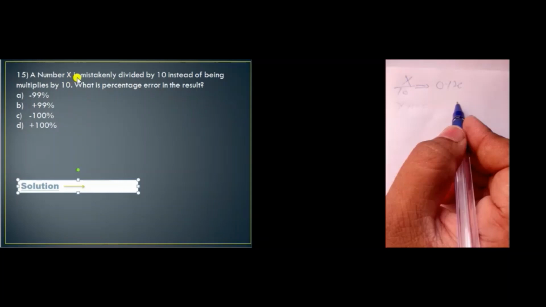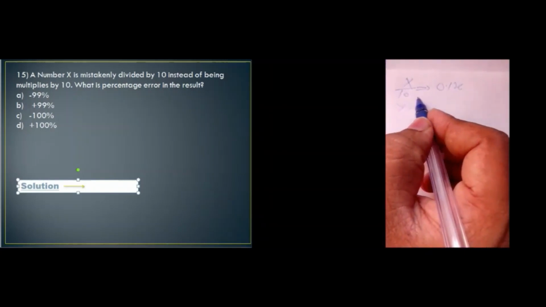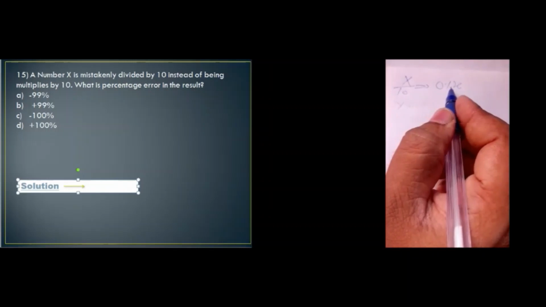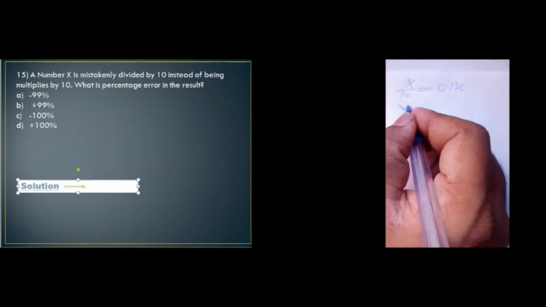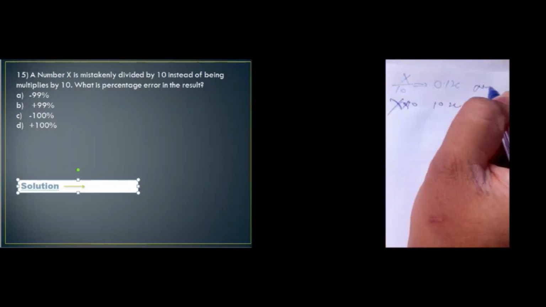The next question is, a number x is mistakenly divided by 10 instead of being multiplied by 10. What is the percentage error in the result? We wanted to multiply x by 10, but by mistake we have divided by 10. What is going to be the percentage error because of this mistake? Let's see the solution for this. The number has been divided by 10 instead of multiplying, so the new result is going to be 0.1x, and the actual result required was x multiplied by 10. So 10x was the actual result required, and 0.1x is the new result.